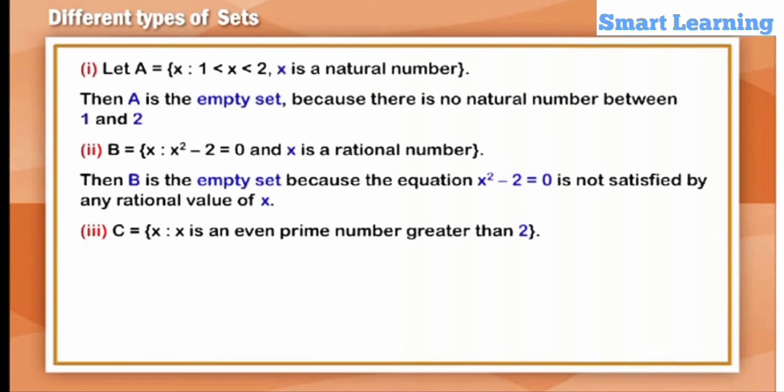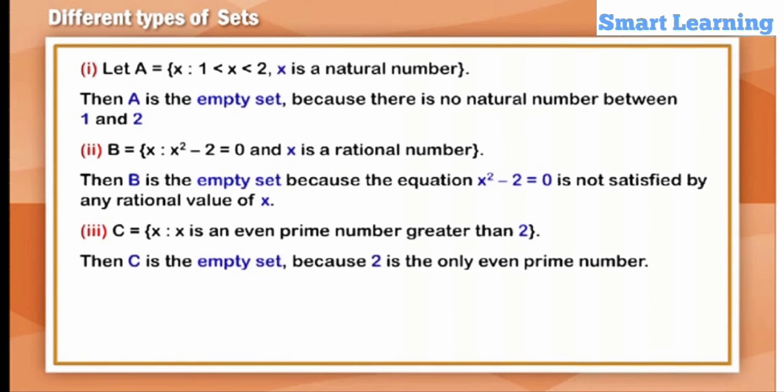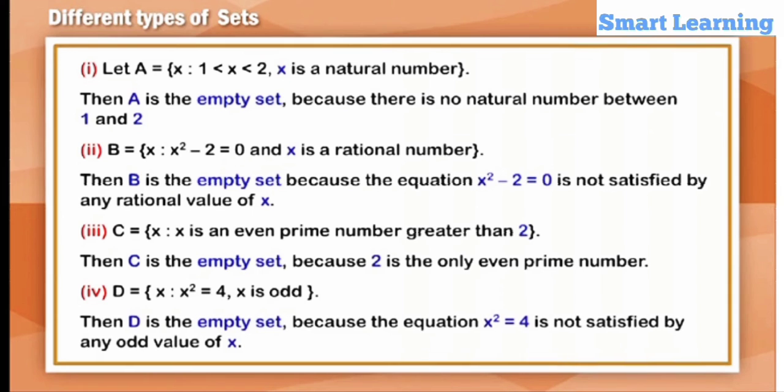3. C equal {x : x is an even prime number greater than 2}. Then C is the empty set because 2 is the only even prime number. 4. D equal {x : x² = 4, x is odd}. Then D is the empty set because the equation x² = 4 is not satisfied by any odd value of x.